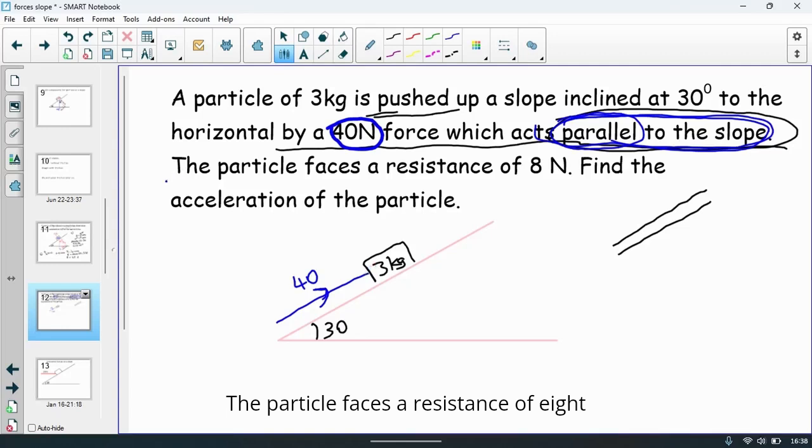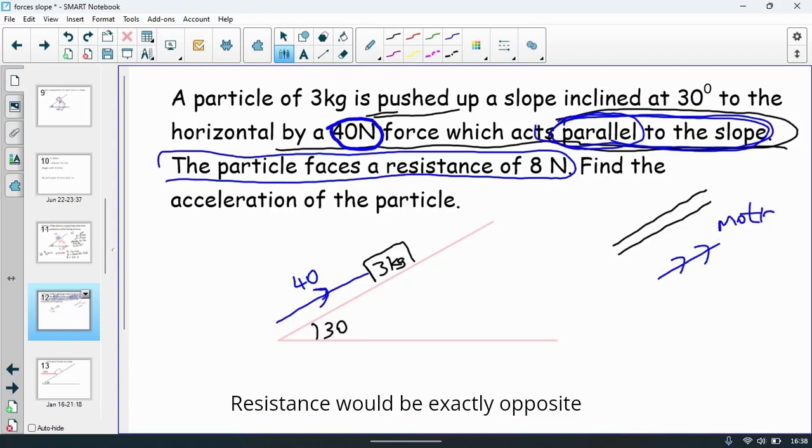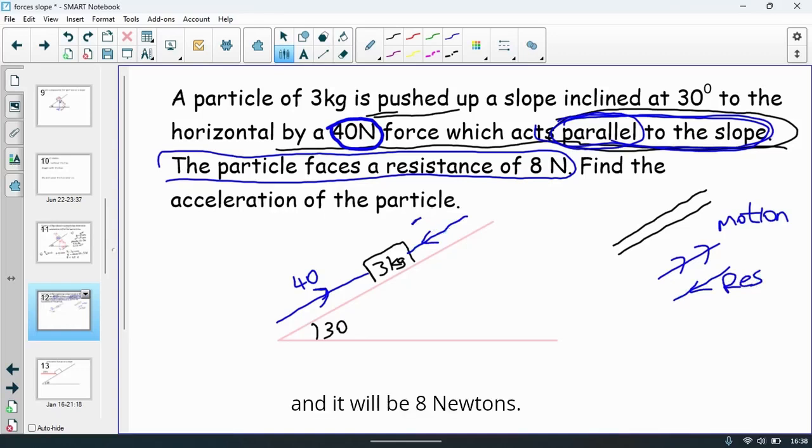The particle faces a resistance of 8 newtons. Now remember the resistance is always opposite to the motion. The particle is traveling this way. This is the direction of motion. Resistance would be exactly the opposite direction, which means this way. This would be your resistance. So your resistance will be going this way and it will be 8 newtons.